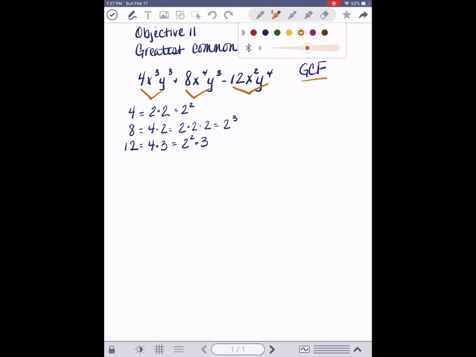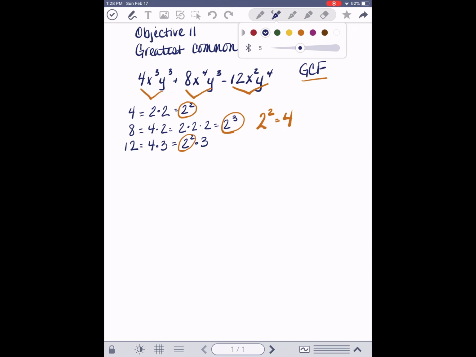When you're looking at the prime factorization, the exponent of the lowest value is as high as you can go. Here we have 2 squared, 2 cubed, and 2 squared. You can't take a 2 cubed out because you don't have 3 of them in 4, you only have 2 of the 2's, so you have 2 squared. You can take 2 squared out of 2 cubed because you'll have an extra one. So 2 squared, or 4, is your greatest common factor of the numbers.